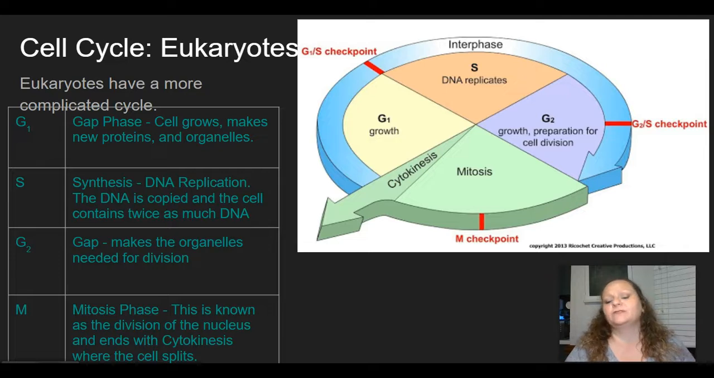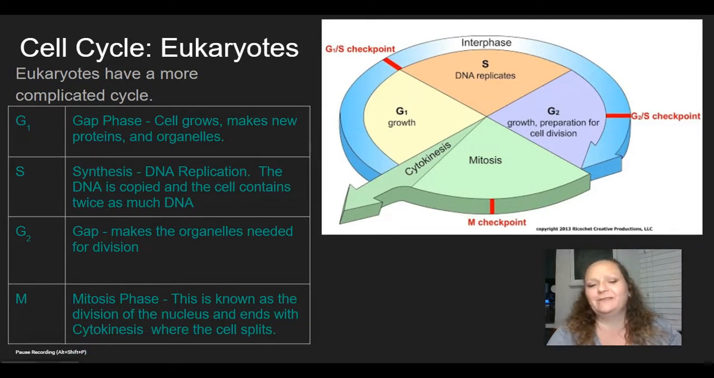Eukaryotes, as part of their cell cycle, are actually going to have a G1, an S, a G2, and an M phase followed by cytokinesis. All of this is part of what cells do all the time. So we're going to go through each of these. I'm going to talk about each of these, and hopefully that will help you understand what your cells are doing.